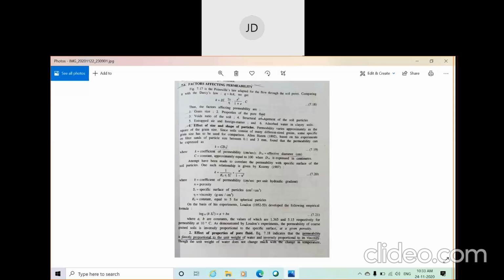Then properties of pore fluid. Now what do you mean by pore fluid? To know about pore fluid, you have to know what a pore is. Pore means the vacant space or void. That is the vacant space, the voids available in a particular soil mass. They are also known as pore space. Okay, and if that particular pore space is filled with water or any kind of fluid, that fluid will be known as pore fluid. It may be water, it may be another fluid.